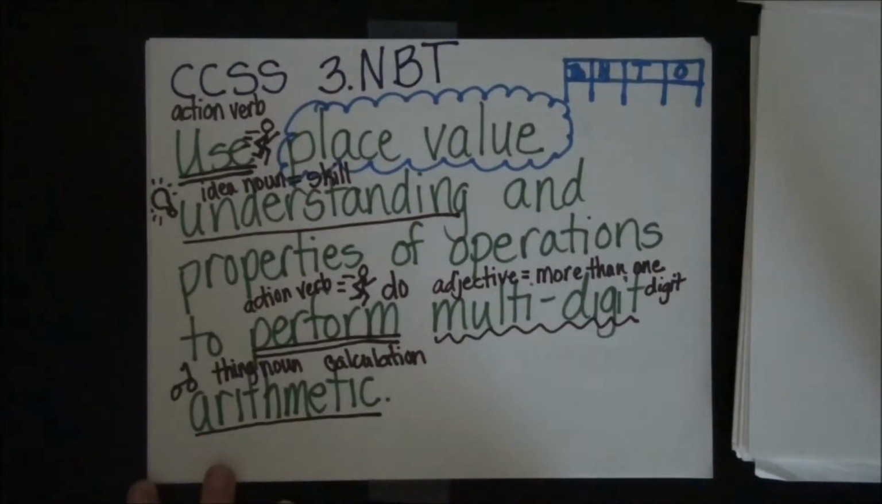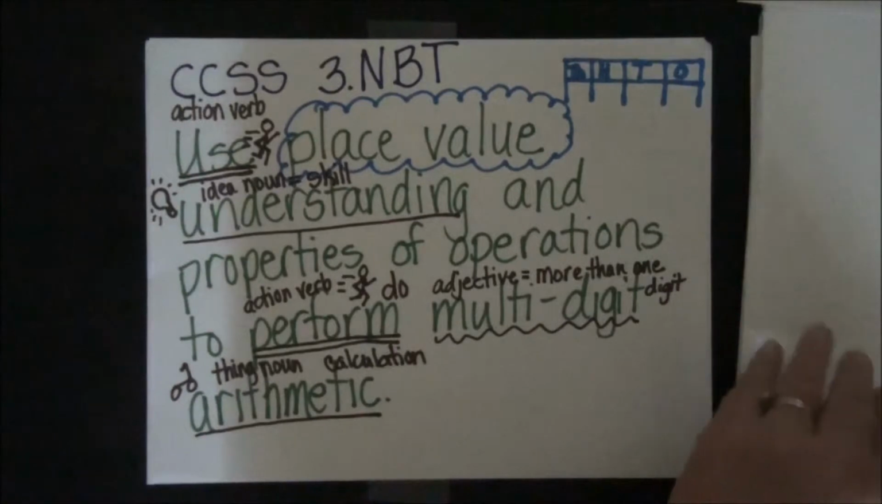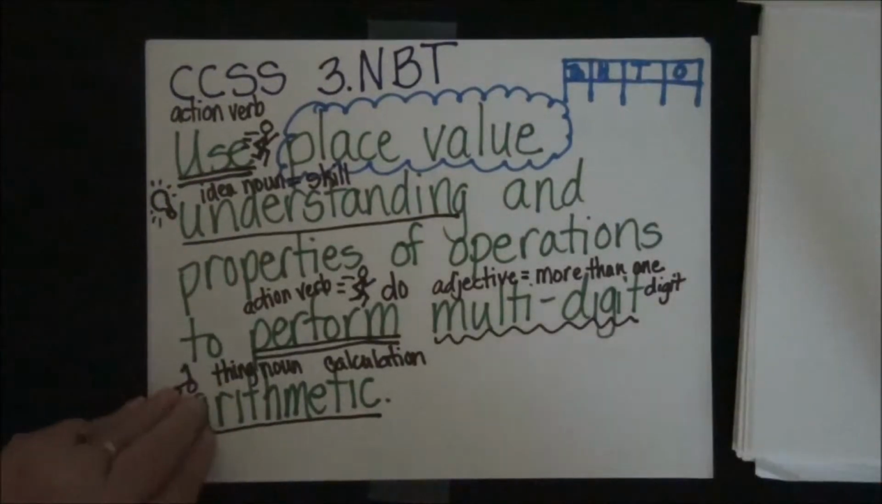Okay, we're going to be revisiting Common Core State Standard 3.NBT. Use place value understanding to perform multi-digit arithmetic. And the standard that falls under that is California State Standard 3.NBT.1. Actually, there's a dot there too.